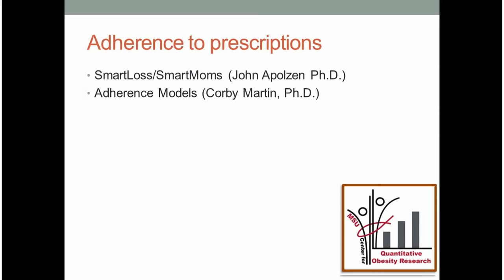We have several models on adherence, dietary adherence and exercise adherence, to prescribed lifestyle interventions. I'm going to leave those talks to John Apolzan, who's talking about our smartphone-delivered interventions, Smart Loss and Smart Moms, and adherence models that Corby Martin is going to summarize in his talk later.